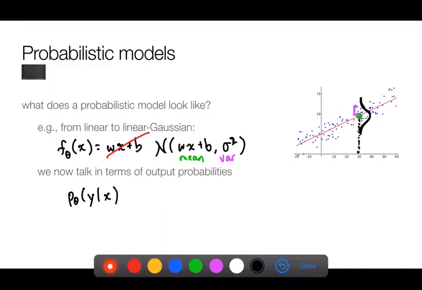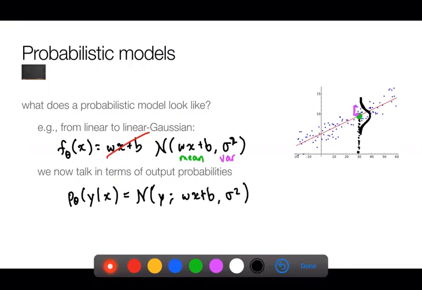That means given an input, I pass that through my model, and I get an entire distribution of possible outputs. This distribution is controlled by my parameters theta, which in this case are w and b. In this particular case of the linear Gaussian, it is defined according to the Gaussian probability density: normal of y given my mean being wx plus b, and then sigma squared.